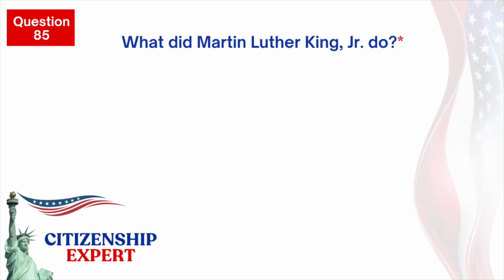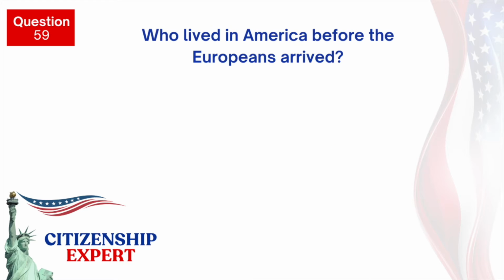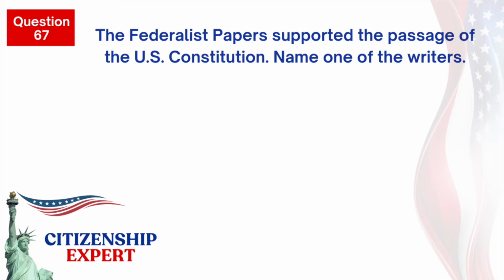What did Martin Luther King Jr. do? Fought for civil rights. Who lived in America before the Europeans arrived? American Indians. The Federalist Papers supported the passage of the U.S. Constitution. Name one of the writers. James Madison.